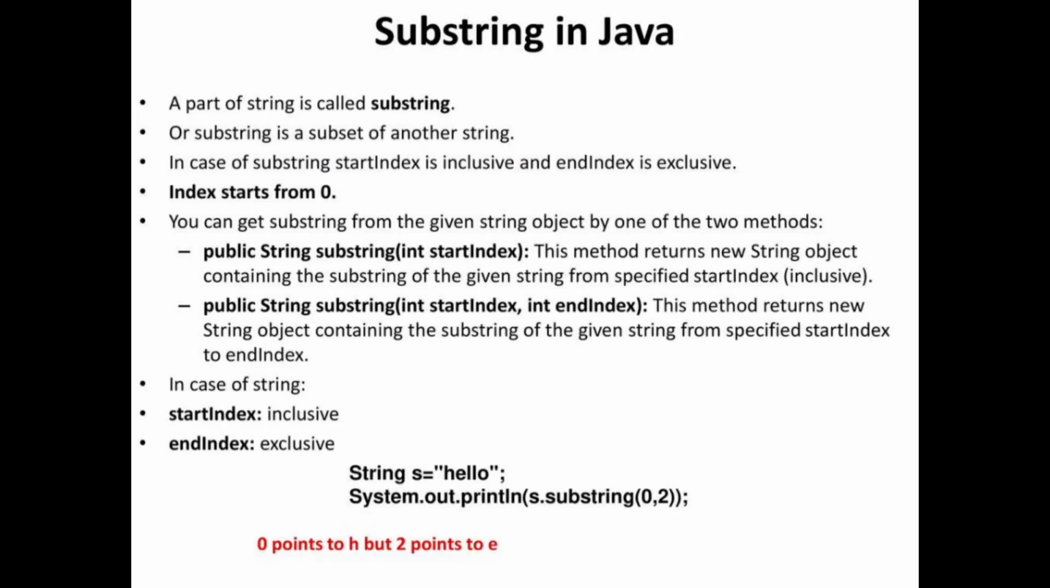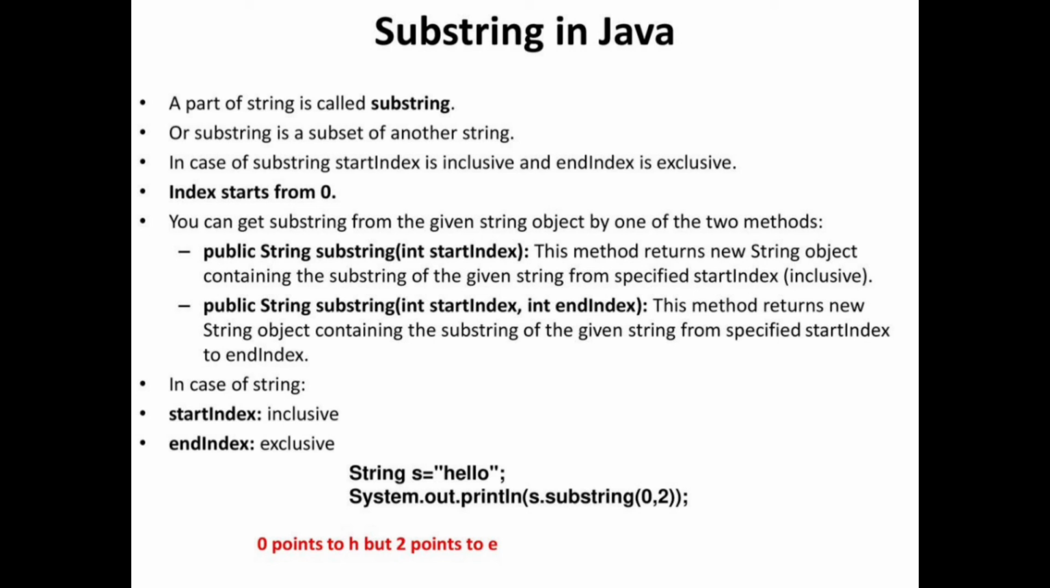Substring. A part of a string is called a substring, or a substring is a subset of another string. In case of substring, start index is inclusive and end index is exclusive. Start index starts from 0. You can get a substring from the given string object by one of two methods: public String substring, inside the brackets write int startIndex. This method returns a new string object containing the substring of the given string from the specified start index, that is inclusive.